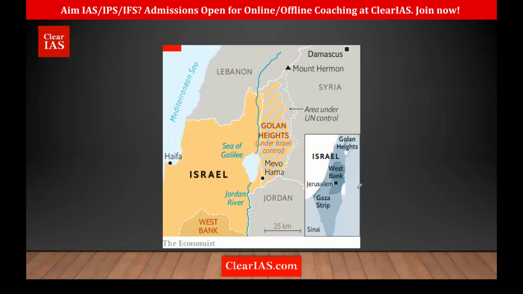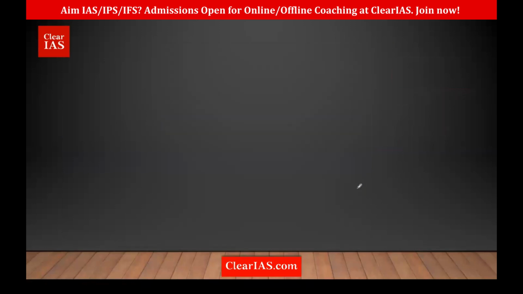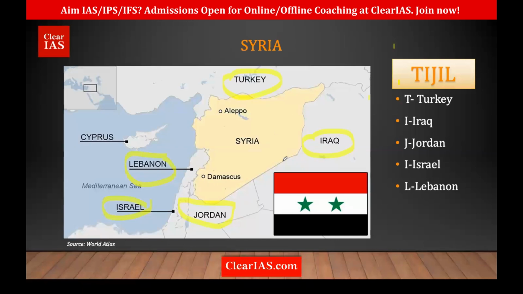Okay. So I just forgot to mention one more thing here. 2 important regions in Syria you must remember are Aleppo and Damascus. So we have Aleppo on top here and Damascus. You must not forget these names. Remember Tijil, Aleppo, and Damascus. 3 things you must remember about Syria.